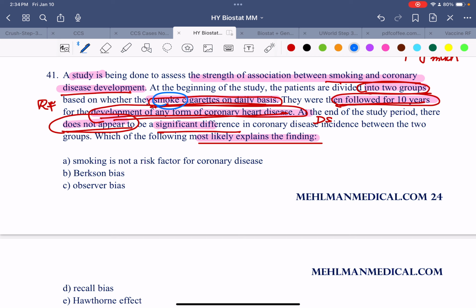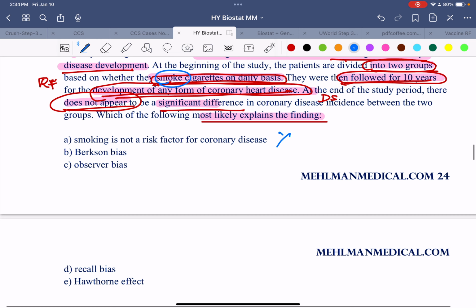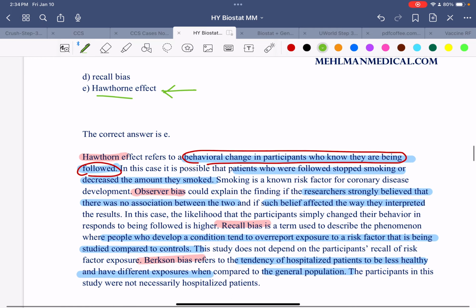So it's possible that if their smoking was being recorded, they actually decreased how much they were smoking. Therefore, smoking is not a risk factor for coronary disease. That's wrong. Smoking is a risk factor. But what can we say is that if a person is being observed, they change their actions. That is known as the Hawthorne effect. So the correct answer over here is E.